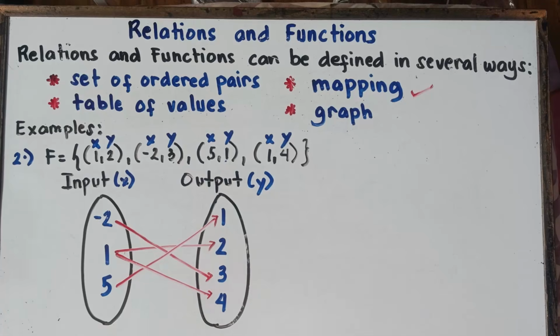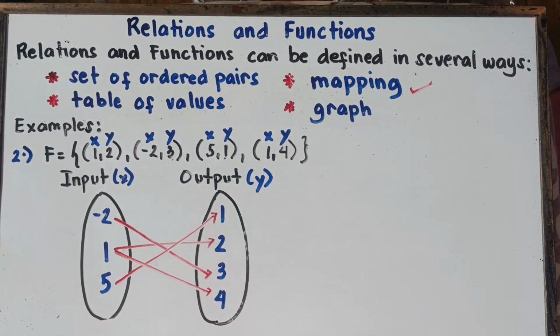So there would be 2 and then 4. This will not be a function. Alright, so therefore, this will not be a function. So, not a function.